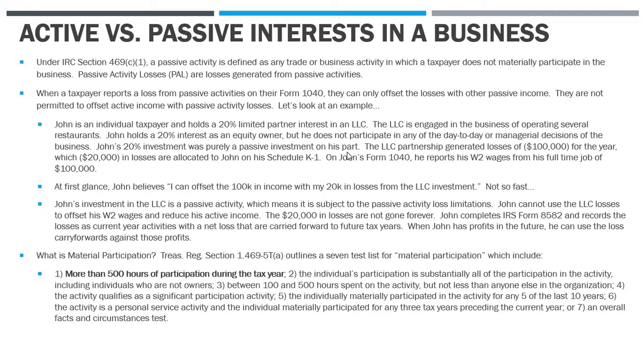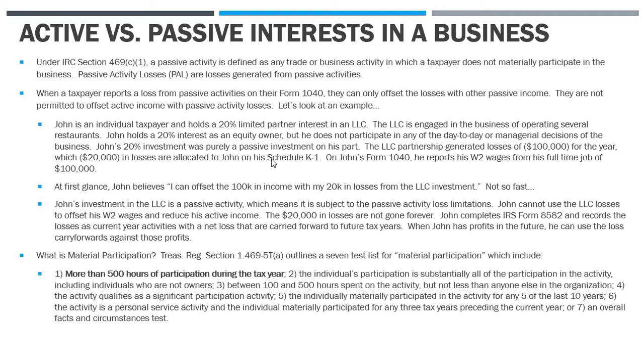Okay, so if we go back up to this example really quick, just to highlight another kind of, if we change the fact pattern a little bit, let's say it's still a passive activity to John, but John's also invested in another passive activity that generates income. So let's say he's got this 20% interest as an owner in the restaurant business, and then he also holds an interest in another pass-through LLC that's profitable. So let's say the other LLC runs a golf course, right? So he's an investor in a golf course. It's still a passive activity to him, but it's profitable.